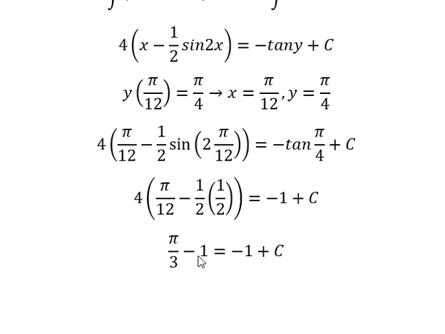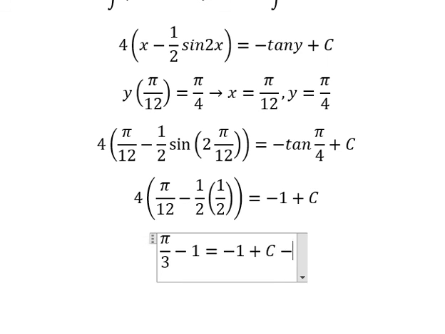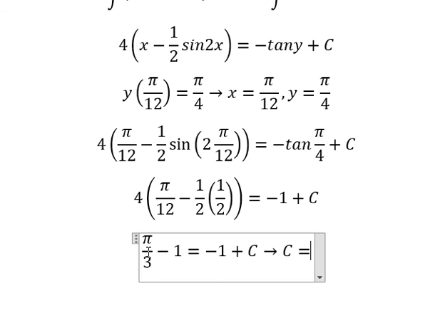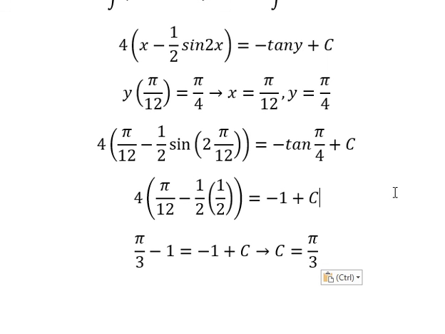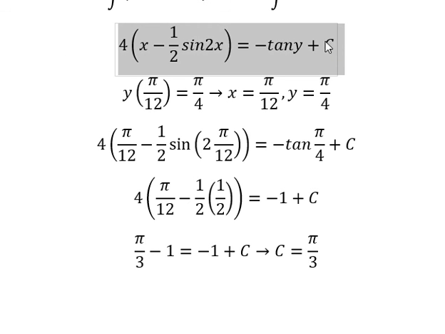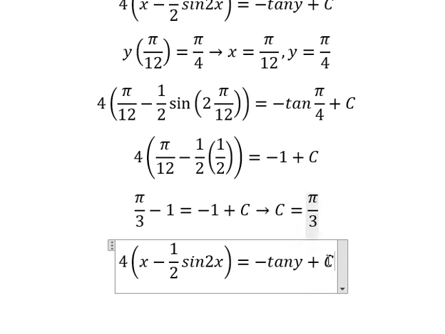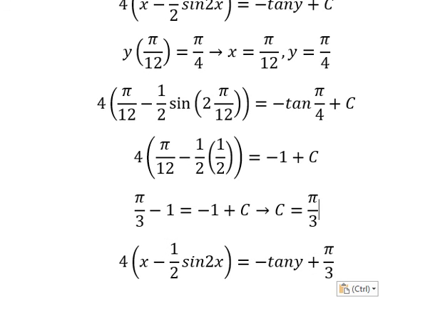Now we simplify negative number 1 for both sides, and we have c equals pi over 3. Now we put pi over 3 for c here. So we have the final answer. This is the end.